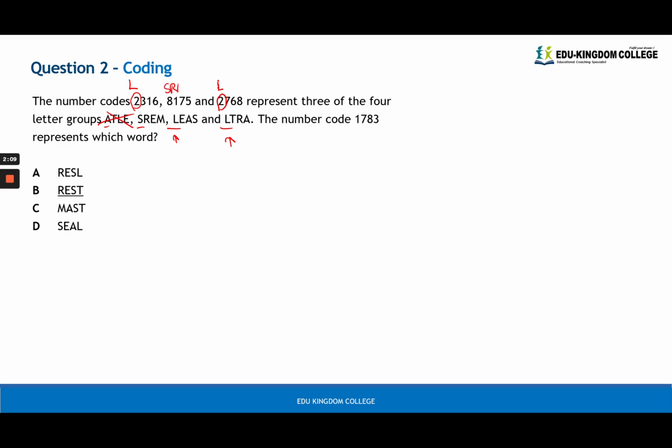And this must be SREM. Now using that, we can fill in the rest. This last code must end with an S, so it must be LEAS, and this code must be the other one, LTRA. Now we can figure out what this thing is. 1783: 1 is R, 7 is E, 8 is S, and 3 is T. So that's why the answer is B.